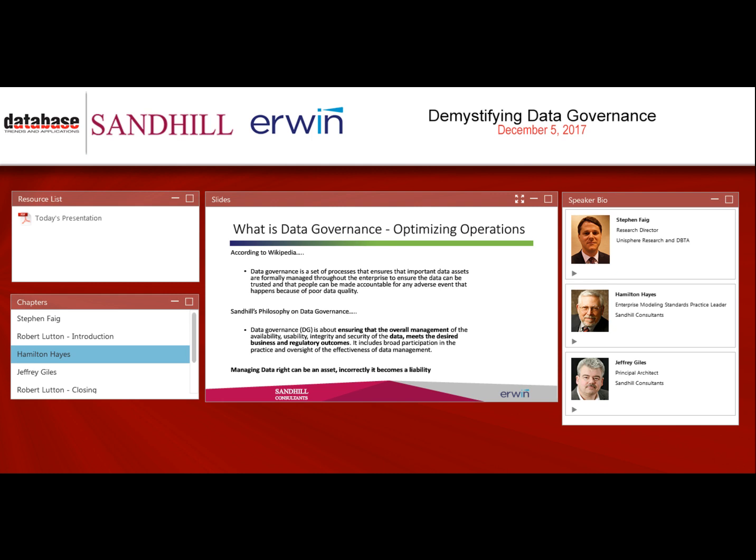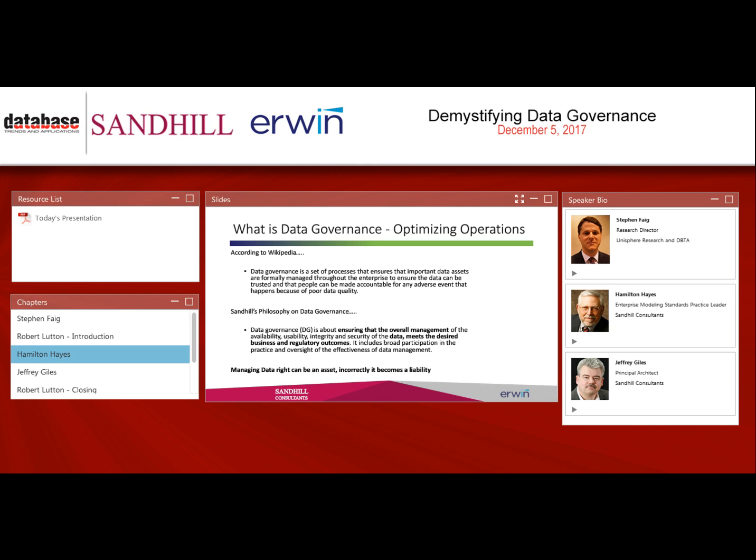That's great. So Ham, you were talking about data governance, and one of the things we wanted to talk about was the definition of data governance. In order to look at data governance, we looked up Wikipedia, and Wikipedia came up with the following definition: data governance is a set of processes to ensure that important data assets are formally managed throughout the enterprise, to ensure that data can be trusted and that people can be made accountable for any adverse event that happens because of poor quality of data.